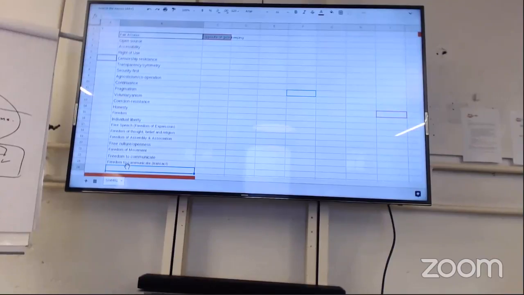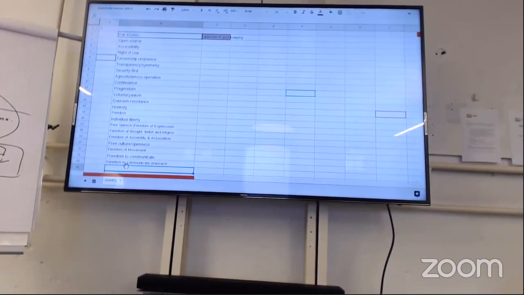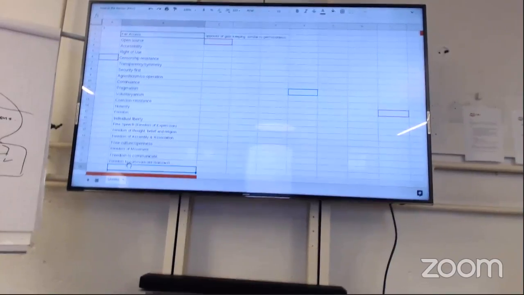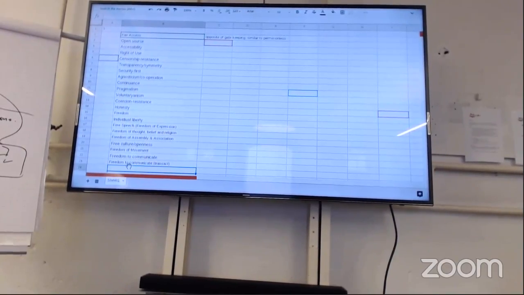Is it the same as permissionless? Yeah, it's very similar to permissionless. If you have some permissions involved, then you probably are not having fair access. Yeah, certainly related. Is everyone okay with that general understanding?